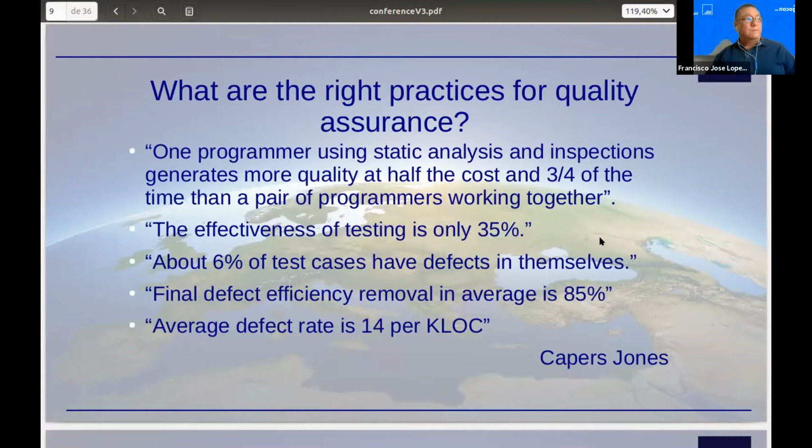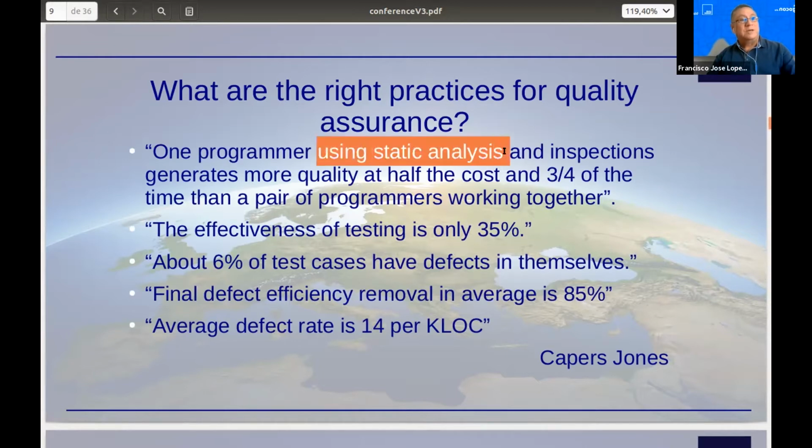Let's see. This is something from Capers Jones. Capers Jones is a specialist in software engineering. He specializes in measurement, and he has a lot of publications about statistical studies. It is the most reliable source of statistical studies in software development. So what does Capers Jones say? It says that although pair programming is good, it is more efficient to use static analysis and inspections. Okay? And another conclusion is that testing only finds a third of the defects.